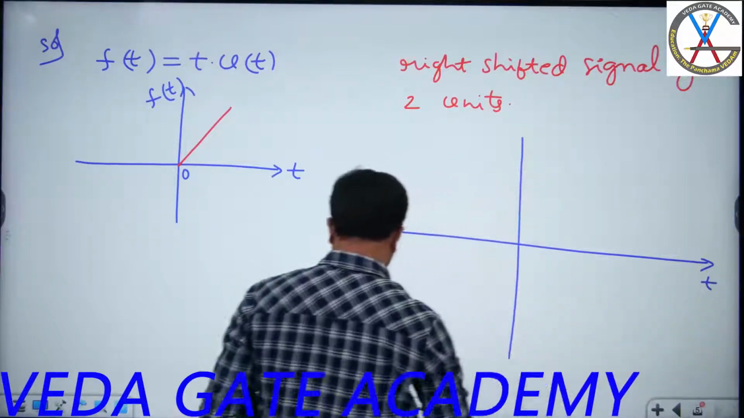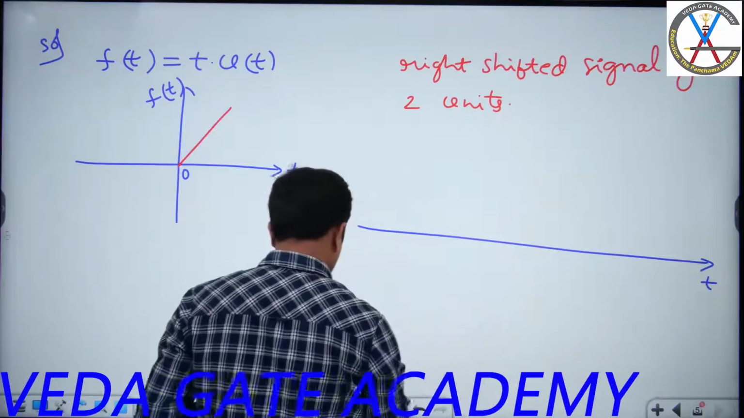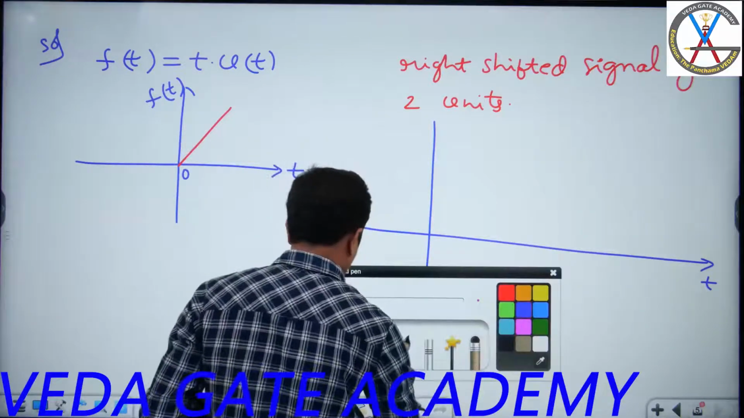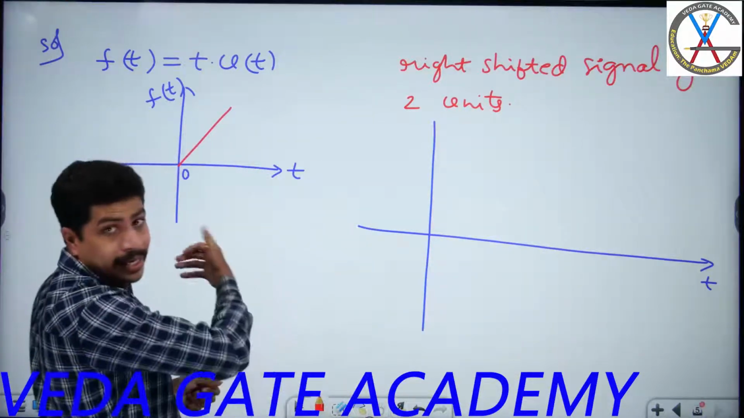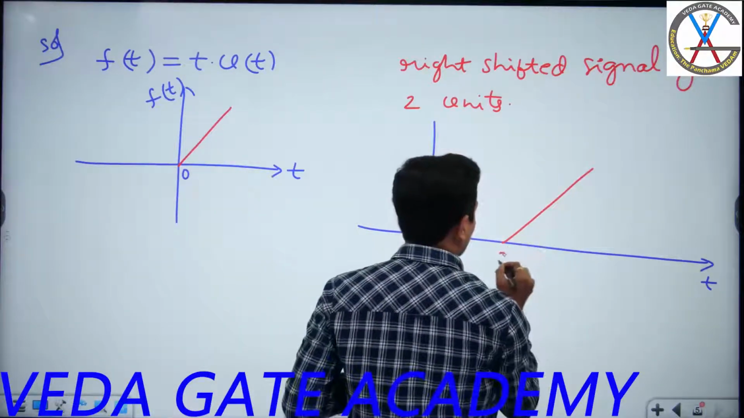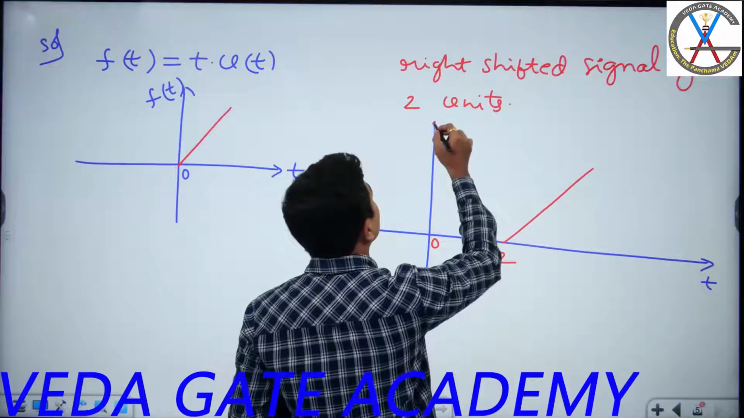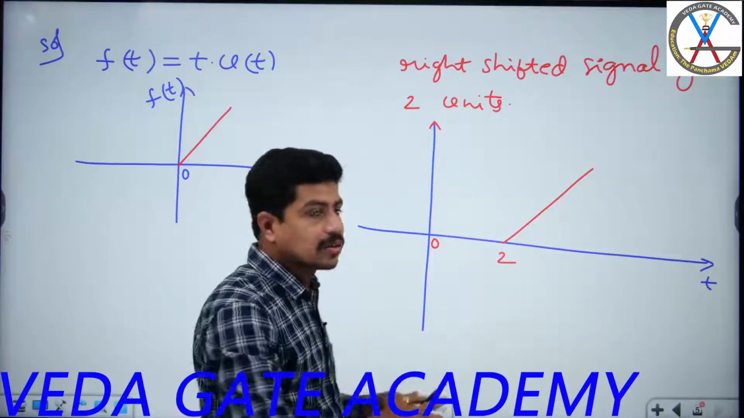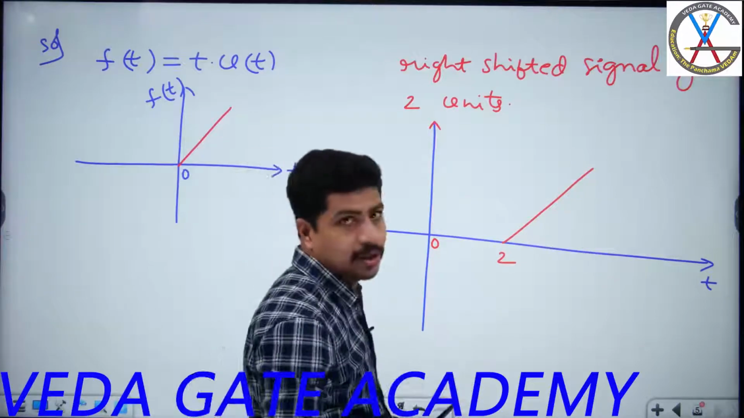This is T. Then just hold it and drag it to the right side by how many units? 2 units. This will be the signal. That's it, 2, 0. This is the signal. Just hold it and drag it to the right side by 2 units.